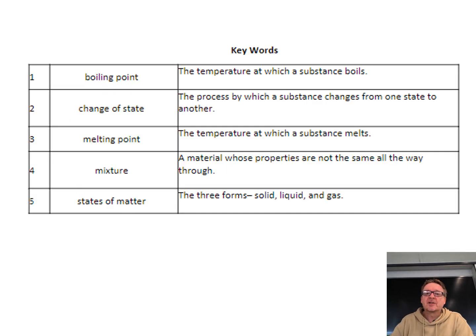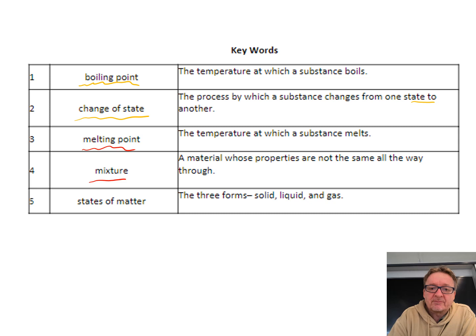Right, keywords. The temperature at which a substance boils is obviously the boiling point. The process by which a substance changes from one state to another is the change of state. So change of state, which is one state to another. The temperature at which a substance melts, melting point. A material whose properties are not the same all the way through is a mixture. And then the 3 forms, solid, liquid and gas, are the states of matter.